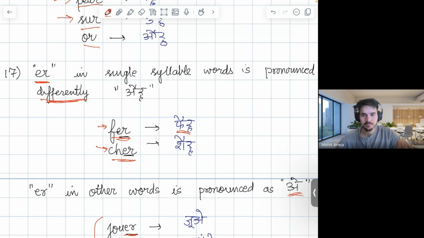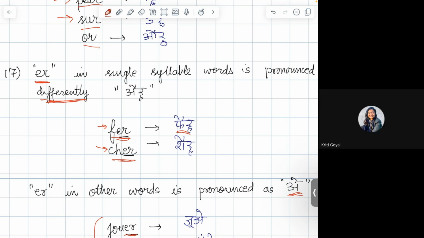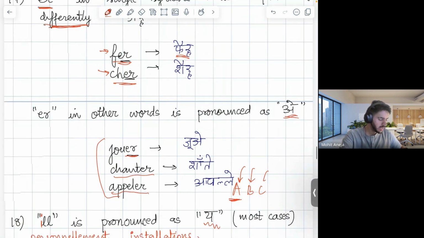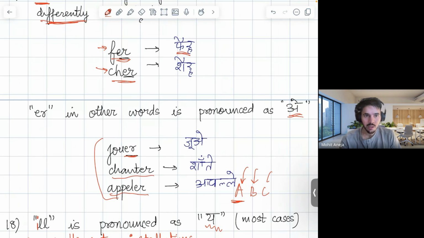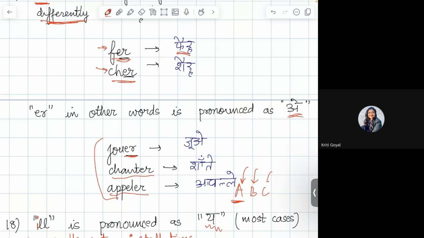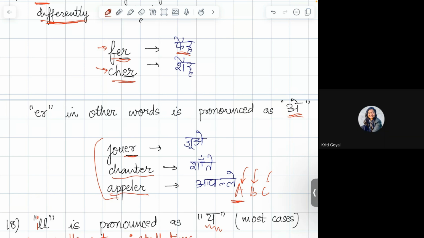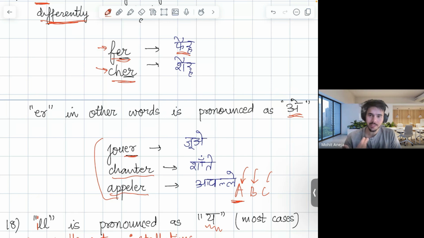Make sense? Kriti, did you understand this rule? A little, some part. Okay, so I'll talk about the next part of this rule. Maybe you'll understand this better. ER in other words is pronounced as a, whichever words are not single syllable. When I say this word, Kriti, can you tell me how many syllables I'm speaking? Two. Yes. Can you tell me how many syllables are in the word apple? Three. Yes. So you understand how I'm calculating those syllables?